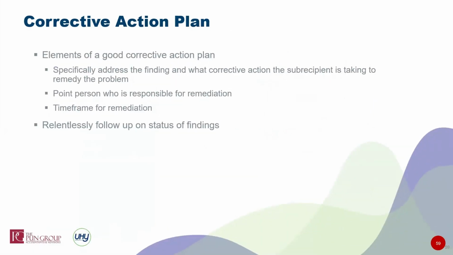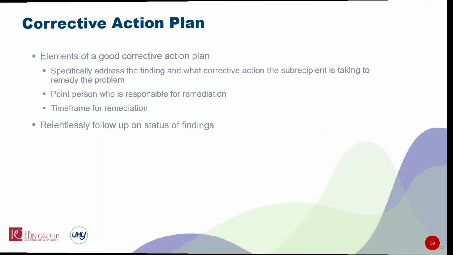A corrective action plan to be prepared by the subrecipient or the vendor is really specifically addressing the finding and what action they're going to take to remedy the problem, establishing a point person responsible for that and a time frame for remediation. And then it says relentlessly follow up on the status of the findings to ensure that they have been resolved. And you'll hear why in the next section.